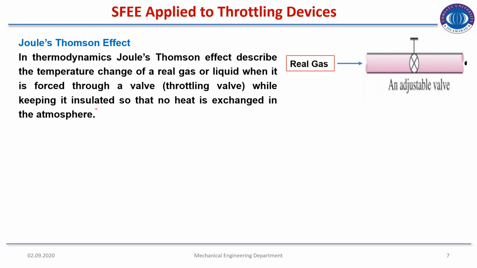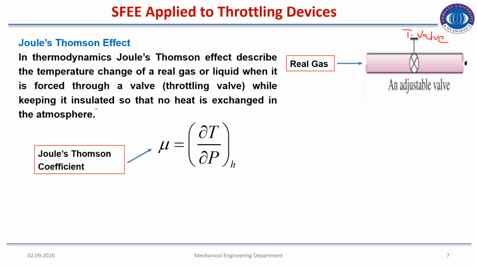So in the previous example, an ideal gas was entering, now a real gas is entering into a pipe, and that is a throttling valve. So what will happen when a real gas passes through the throttling valve? So a temperature may increase, decrease, or remain the same.